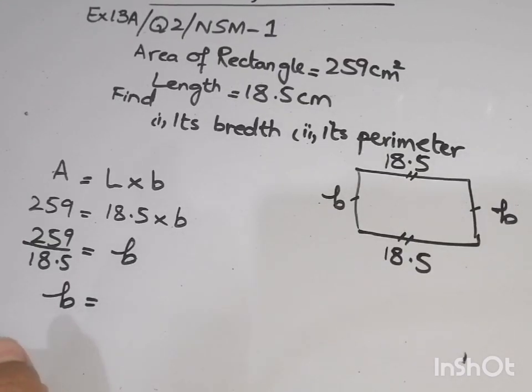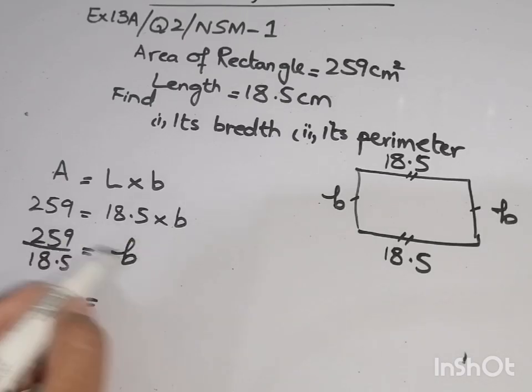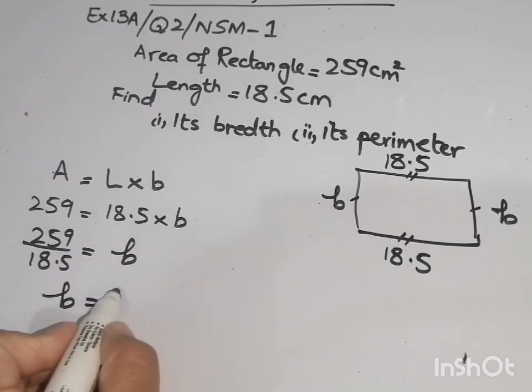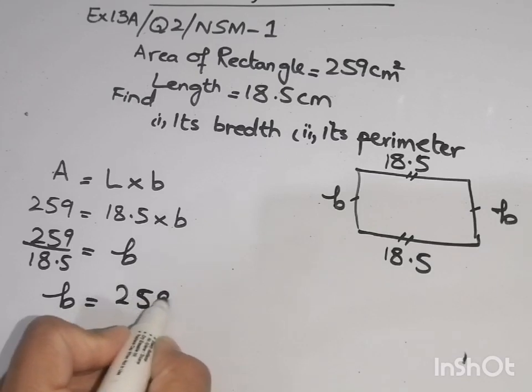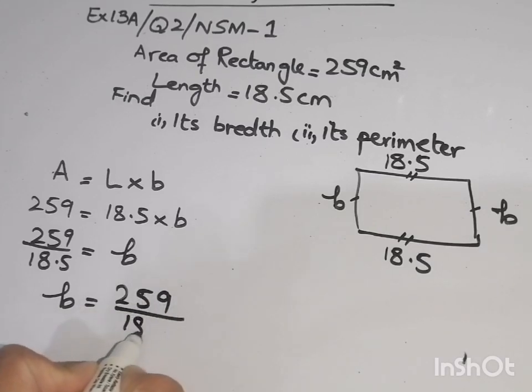It does not matter on which side of the balance you put weight and on which side you put value. So the sides can always be changed. We can always write the left side on the right and the right side on the left as per the need. So now it's 259 divided by 18.5.